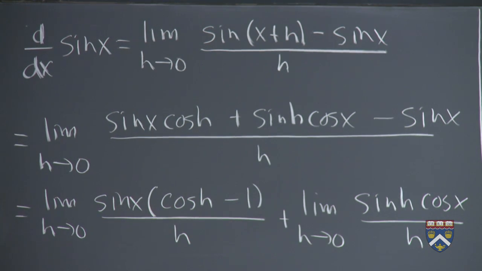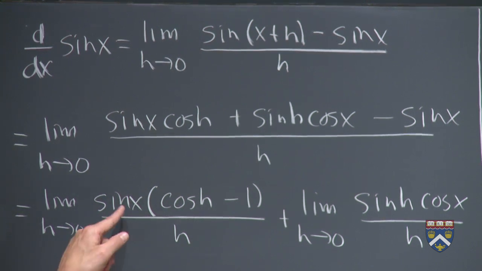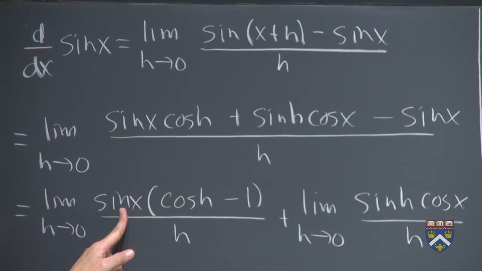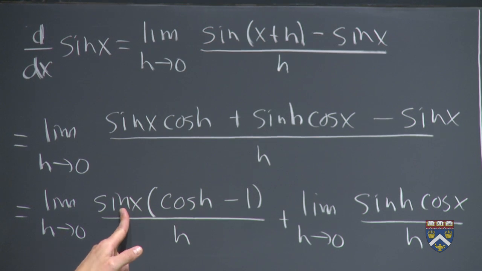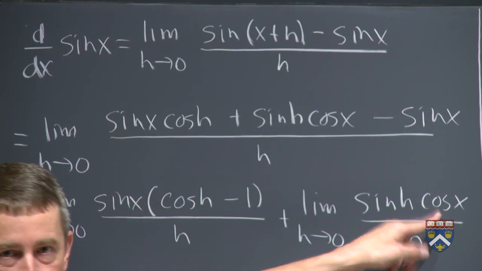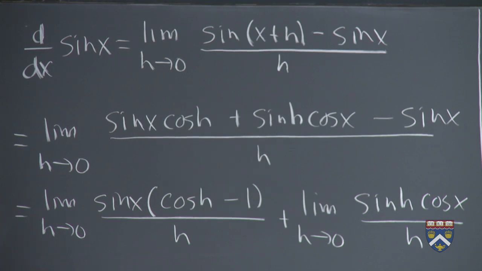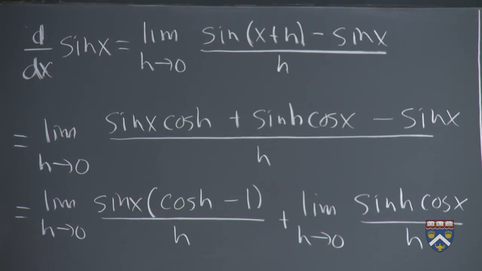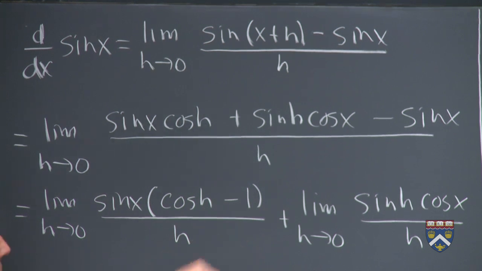And now we can do something that we did a couple times before. As h goes to 0, does sine of x change? No. Sine of x is like a constant from the point of view of h going to 0. And as h goes to 0, does cosine of x change? Also, that doesn't change. So just like we did in the constant multiple rule and in the derivative of the exponential, where we pulled the b to the x out front of the limit, we can pull this sine of x out front of the limit.